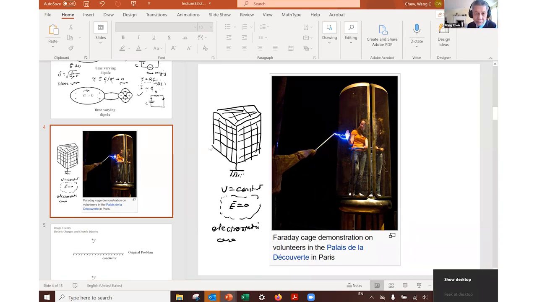However, if the electromagnetic field coming in is slowly varying in time, it still very much would look like an electrostatic field. Hence you can see in this picture, this lady is well protected by this Faraday cage, even though this person is trying to attack her with a very high voltage source. The high voltage source cannot penetrate into this Faraday cage.